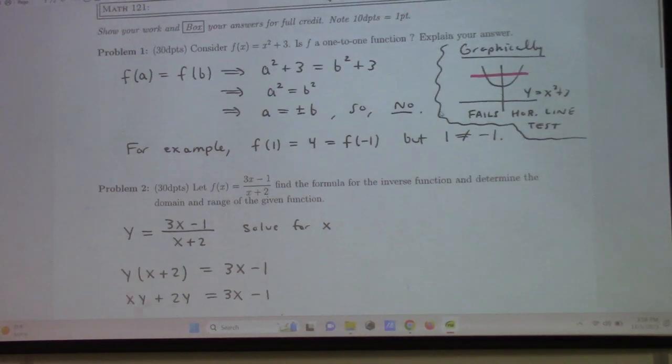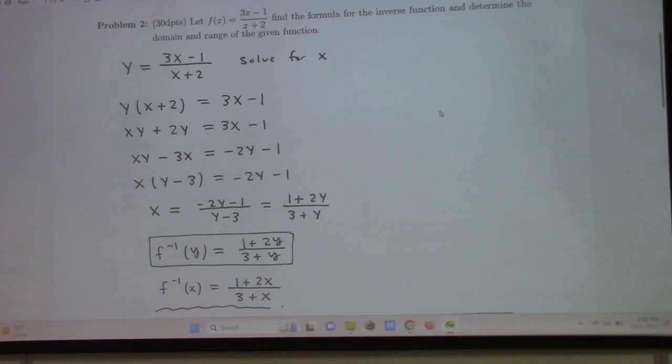Now, problem 2, I hope you guys got. Problem 2 here is to find the inverse function. So what do we do? We write y equals the formula, and we solve for x. How do I solve for x? I put all my x's on one side, and no x stuff on the other side. After multiplying out, I got all my x's here, and nothing without an x over there. Factor the x out, divide by the coefficient of x.